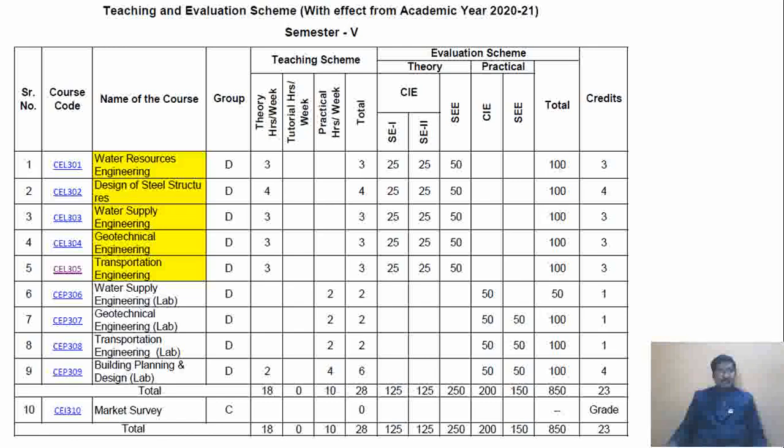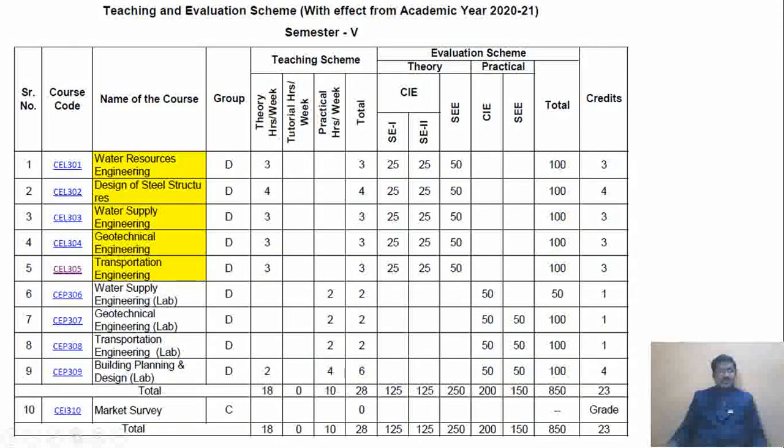Friends, if you see semester 5, we have 5 subjects: Water Resources Engineering, Design of Steel Structure, Water Supply Engineering, Geotechnical Engineering, and Transportation Engineering. Each subject has semester examination 1 and semester examination 2, and also a semester end examination. SE1 is 25 marks, SE2 is 25 marks, SEE is 50 marks, and the total is 100 marks each.